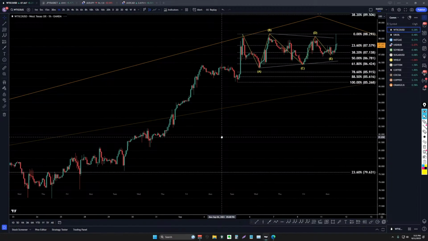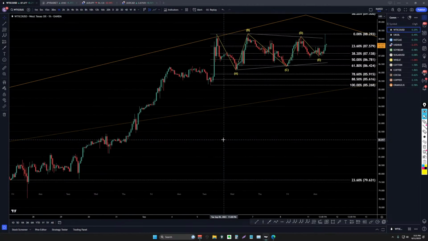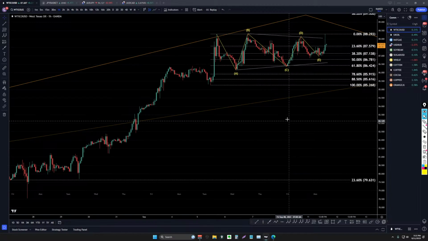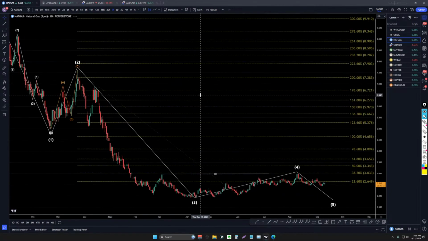I always say that to my Patreon members. I mean, don't overdo it with your Elliott wave and your triangles and all those things. All you're going to do is confuse yourself and probably actually end up losing more trades because of it. But, yeah. Let's see what nat gas is up to. Looks like it's in a wave 3 of something.